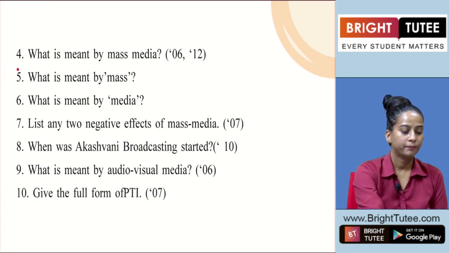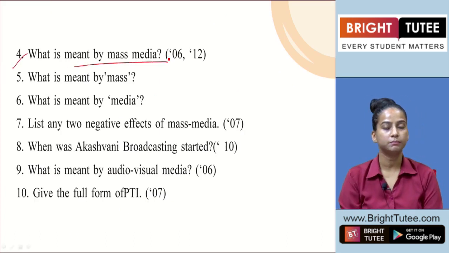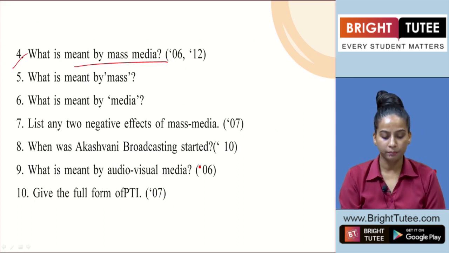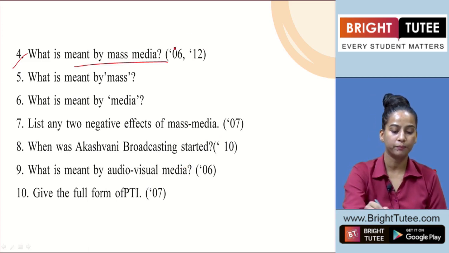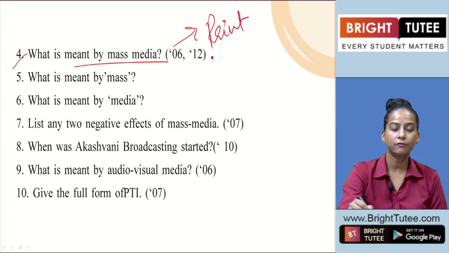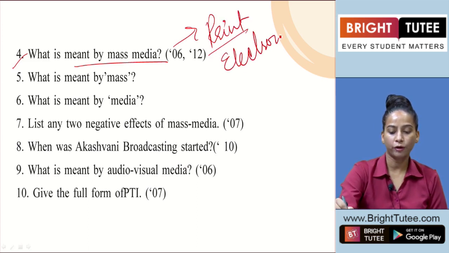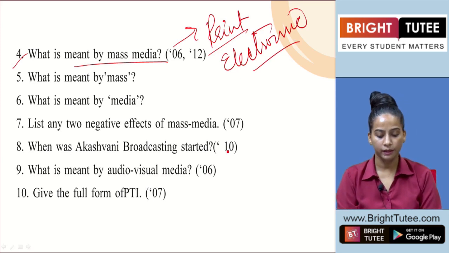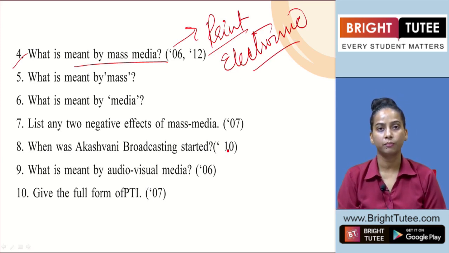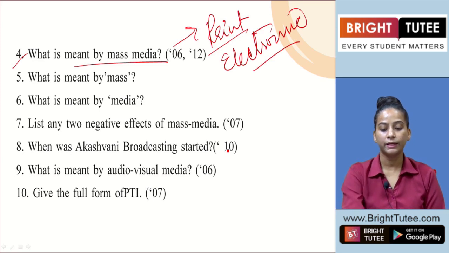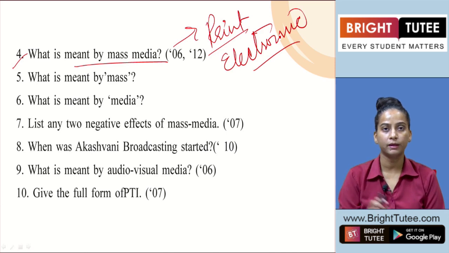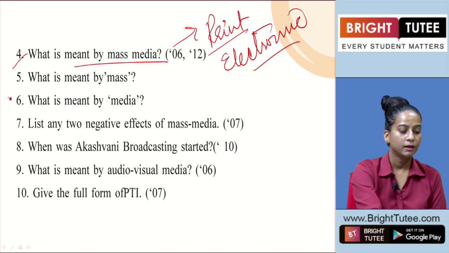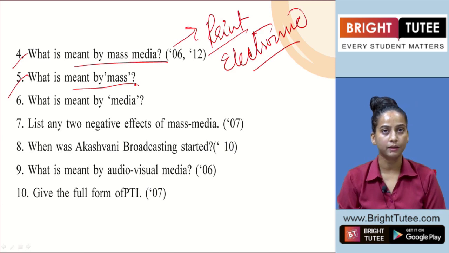Question number 4, they have asked, what is meant by mass media? So we need to define the term mass media, which means the media such as radio, television, print and film. So we can include both print as well as electronic media in it to communicate to a large number of people. This mass media includes the print media as well as the electronic media, which is used to communicate to a large number of people.